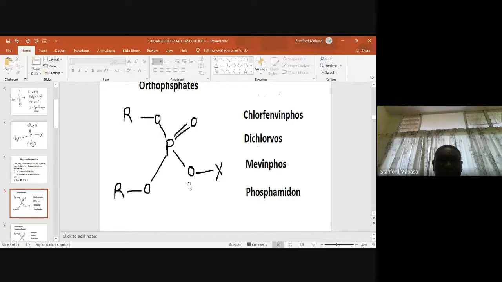So the first group of organophosphates are known as orthophosphates. They have the oxygen here. We have got four organophosphates with this structure: chlorvinphos, dichlorvos, mevinphos, phosphamidon.